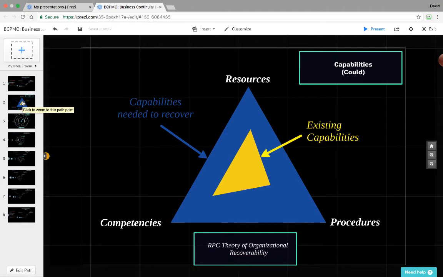Now this might look familiar. This is the RPC theory of organizational recoverability. For any service or department, basically what it says is the more resources, procedures, and competencies you have at time of disaster, the more prepared you will be to recover. So if we take the total number of resources, procedures, and competencies you need to recover from disaster, and we measure that against the existing capabilities, then we'll have a gap between what you need for full recoverability and what you actually have for that recoverability. So these are the capabilities. These are things that the department or the service could do following a disaster based on those capabilities.